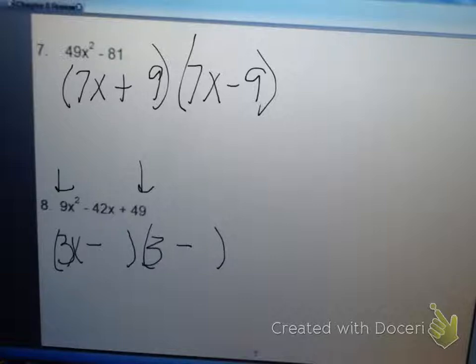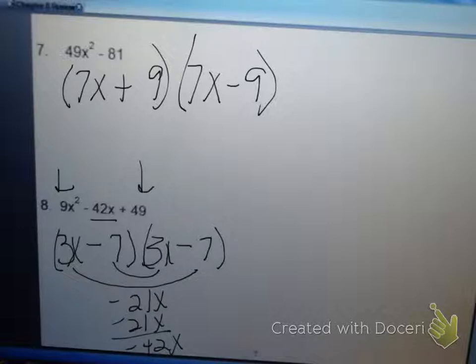3x and 3x go in the front of each binomial. And the square root of 49 is 7 and 7. So I'm going to try that. That's a negative 21x, and a negative 21x gives me a negative 42x. And that is my middle term. So it is a perfect square trinomial that factors into two identical binomials.